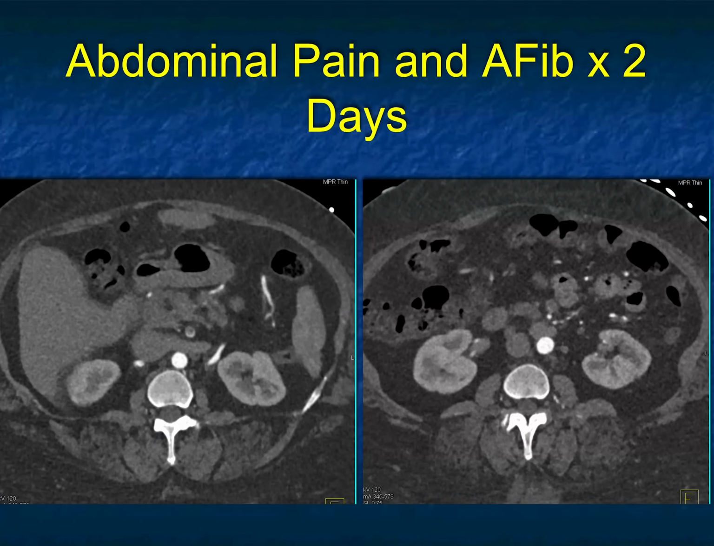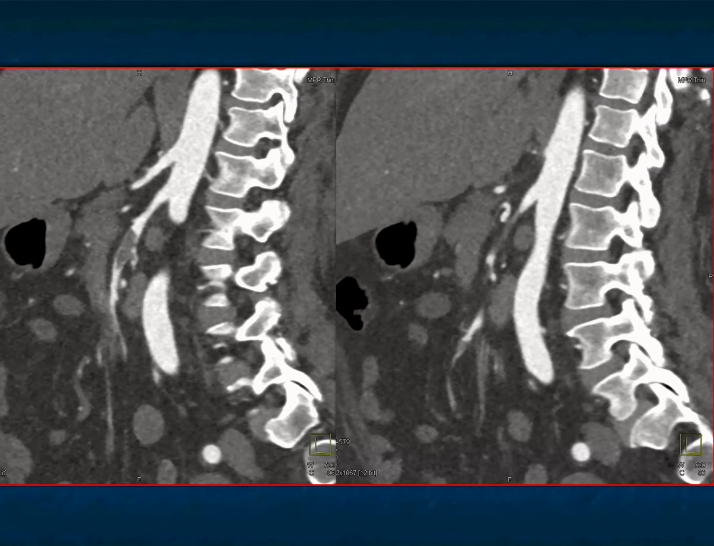This patient had abdominal pain and atrial fib for 2 days. What's the finding? At first glance, you don't see a whole lot going on, but if you look really carefully and you look at the SMA, there's a clot in the SMA. More distally, the SMA is small, but it's visualized, okay? This is a clot. With atrial fib, you can get emboli. SMA is a common location and is easy to miss. If you miss the SMA embolism, you may get an infarcted bowel and the patient could die.